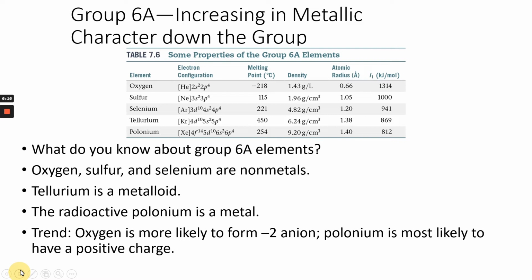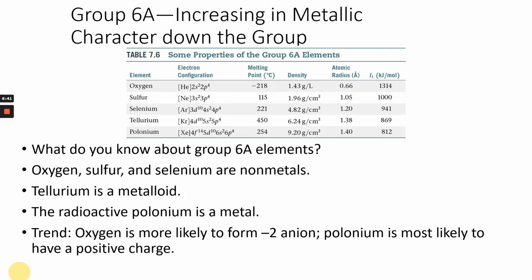Group 6A is kind of a hodgepodge, right? You start at the top, and you have oxygen, sulfur, selenium, tellurium, and polonium. So these guys here are the nonmetals. Tellurium is a metalloid, and polonium is a metal. So you have all 3 types of elements in this family.